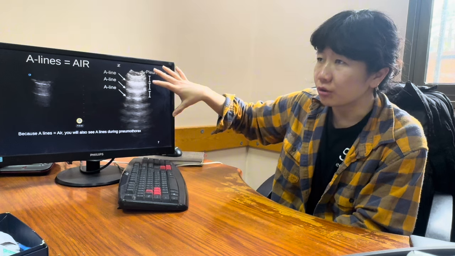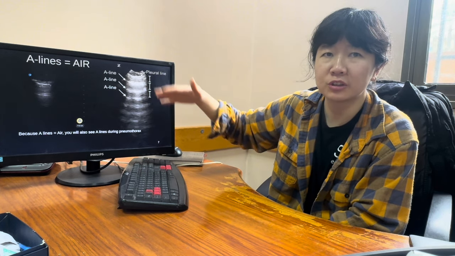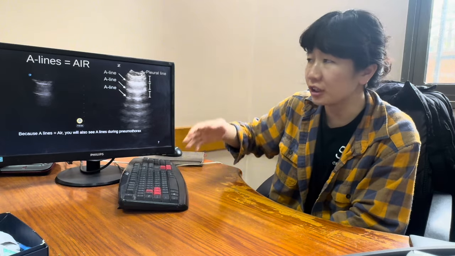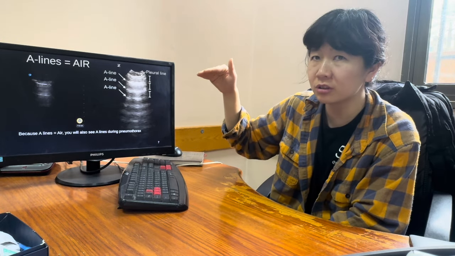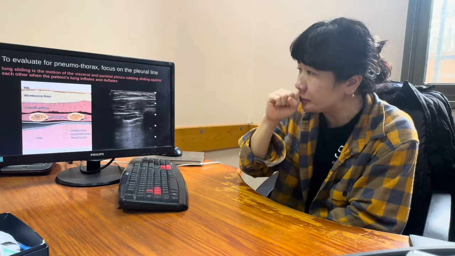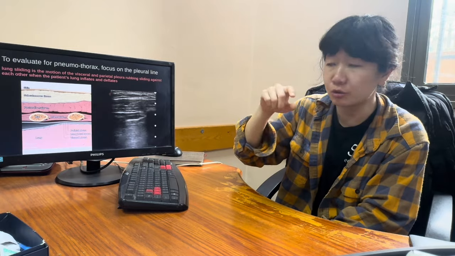But if there's a pneumothorax, it's also air, so you can also see A lines in pneumothorax. So if you have A lines, it doesn't mean there's no pneumothorax, it just means there's air present, and you're actually looking at something else called lung sliding to determine if there's a pneumothorax or not. So to evaluate for pneumothorax, you have to focus on the pleural line and its movement.